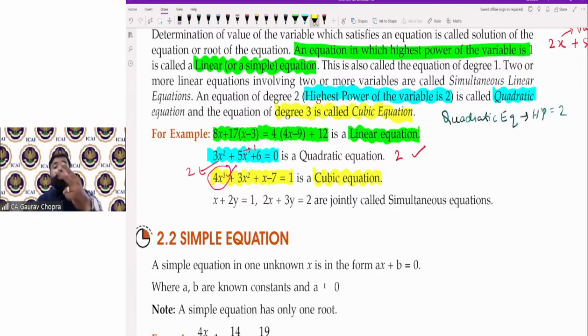Now, if two equations are given, then we have to solve them simultaneously and get the values of x and y. So let's see, x plus 2y equal to 1. This is the first equation, and in this equation there are two variables, x and y. Similarly, equation number 2 is 2x plus 3y equal to 2. Here also there are two variables. Therefore, we have to solve these equations simultaneously. How we will solve that, we will do in today's session.